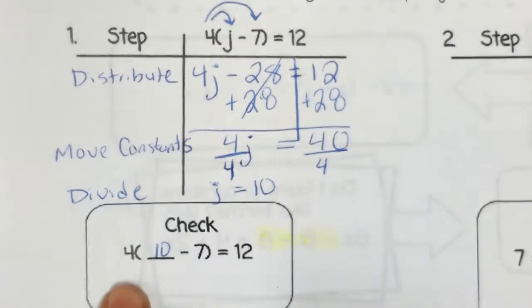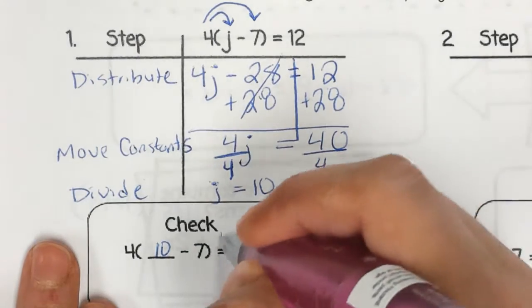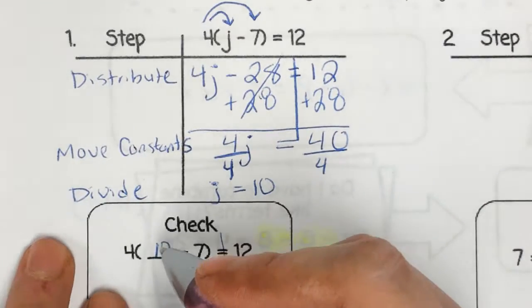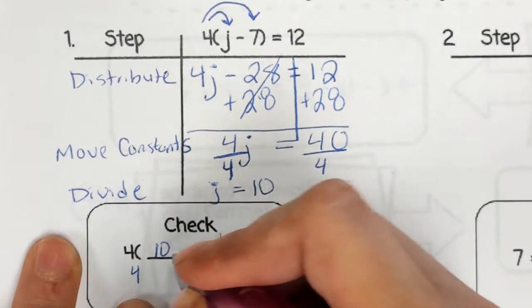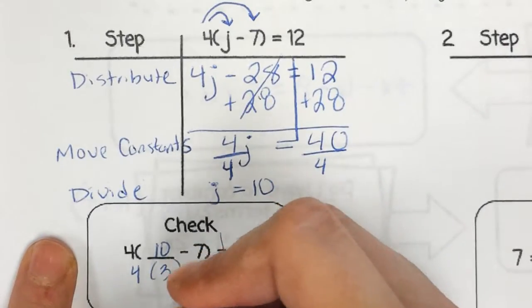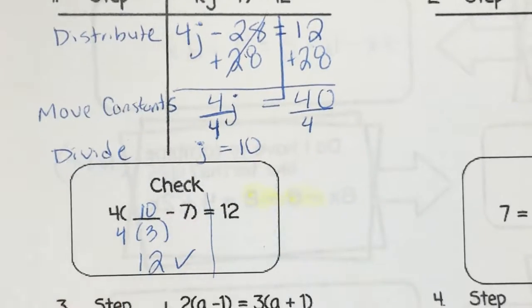So I did 4 times 10 minus 7 is equal to 12. So work out just the left side. Now, this is order of operations. Do parentheses first. 10 minus 7 is 3. 4 times 3 is 12. So we got it right.